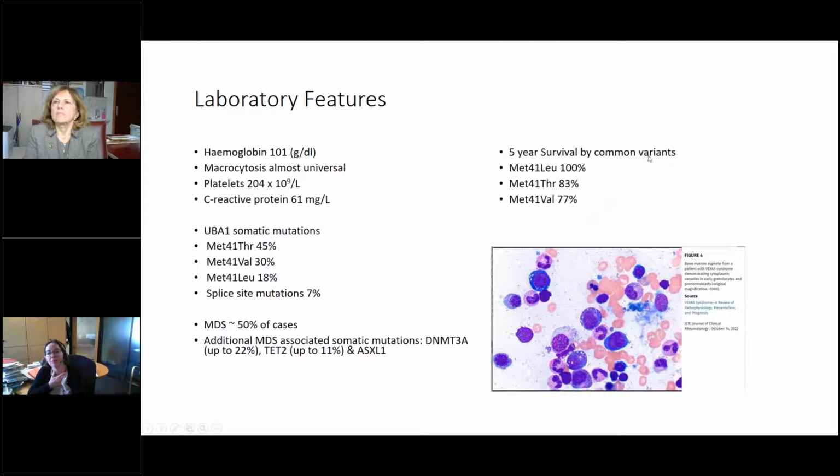Survival by the common variants does seem a bit different. There is an impression that the higher the somatic mutation percentage, the worse survival will be. So as you acquire more mutations, this has a worse impact on survival. And also that the valine mutation at position 41 has a worse impact on survival than the leucine mutation. There is classic vacuolation seen here on bone marrow, which is a good diagnostic clue if you're doing a bone marrow looking for myelodysplasia.